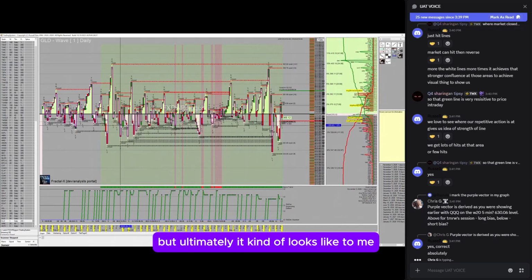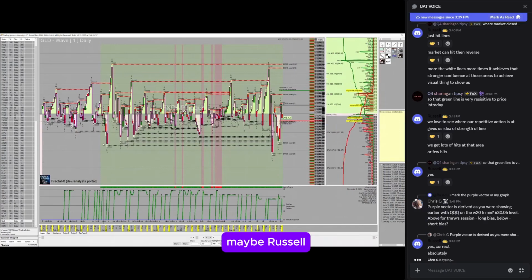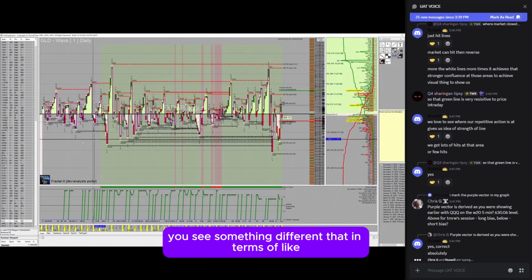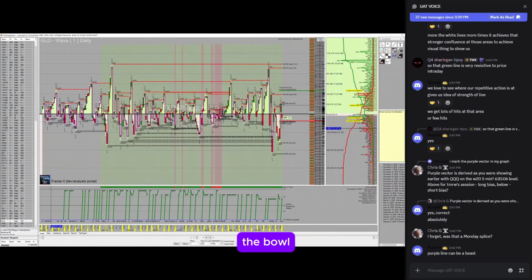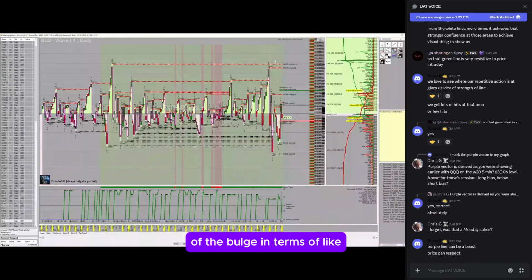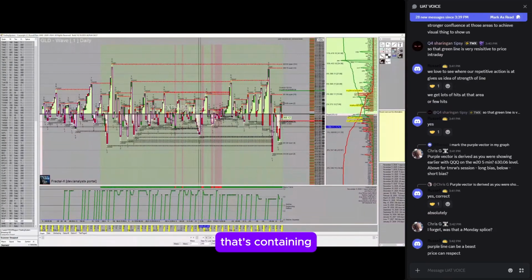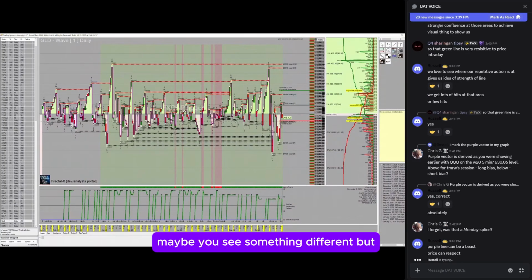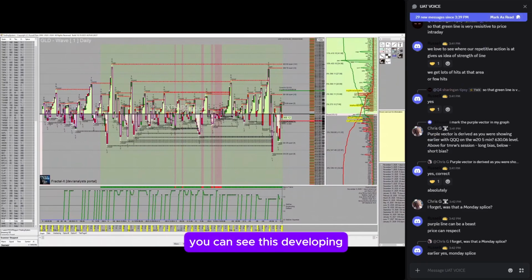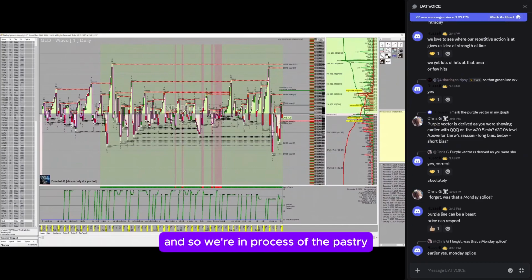But ultimately, it looks to me, maybe Russell, you see something different, that in terms of the bulge, we're at the crest of it, like an envelope that's containing this price action. We've created that crest. Maybe you see something different, but you can see this developing, and so we're in the process of the pastry squeeze once again.